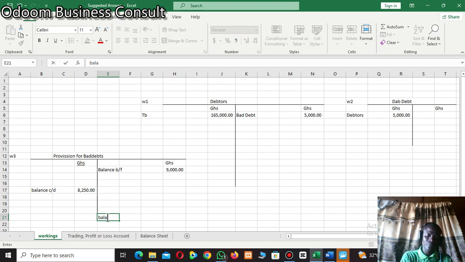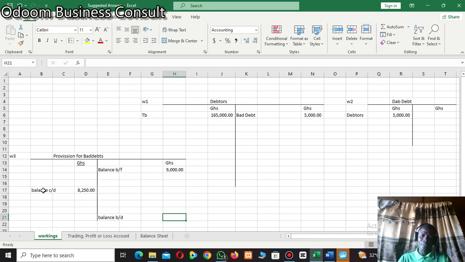Balance brought down. If the carry down is here, obviously the brought down will come to the opposite side, and the amount is how much? 8,250 cedis. Okay, so later when you close the account, you know where the difference will go to, so don't worry, we'll come back to it later. And I believe you are following me throughout the presentation. If you find anything difficult, leave them in the comment section.